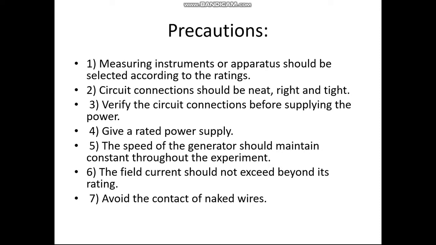Now I will go with the precautions. Number 1. Measuring instruments or apparatus should be selected according to the ratings. Number 2. Circuit connections should be neat, right and tight. Number 3. Verify the circuit connection before supplying the power. Number 4. Give a rated power supply. Number 5. The speed of the generator should be maintained constant throughout the experiment. Number 6. The field current should not exceed its rating. Number 7. Avoid contact with naked wires.